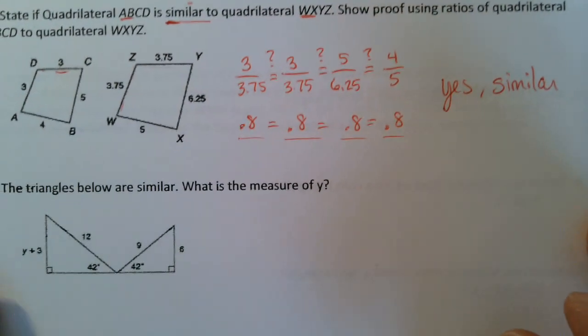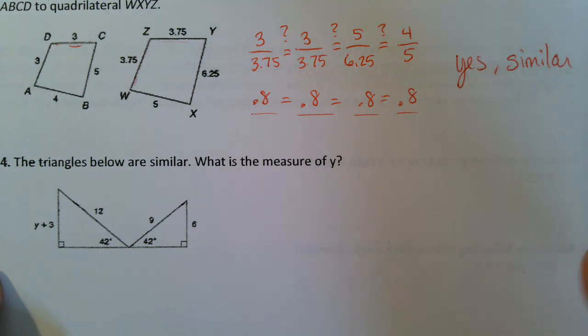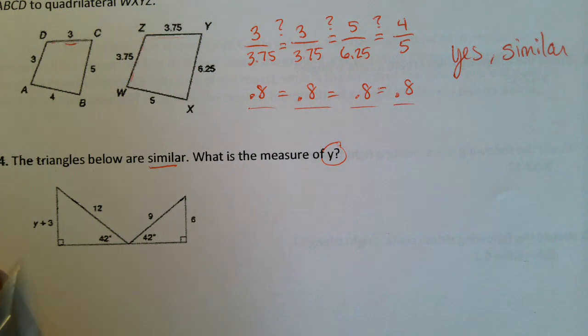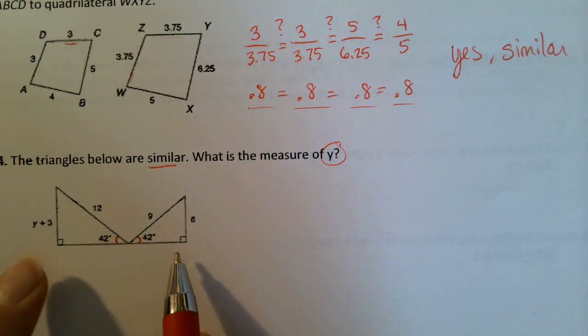Okay, look at this one. Again, I'm not going to do the whole thing. It says the triangles below are similar. So we know they're similar. What's the measure of y? We're actually not finding the side, we're just finding y. Guys, look at my triangles. Do you see the matching angles of 42 and the 90?